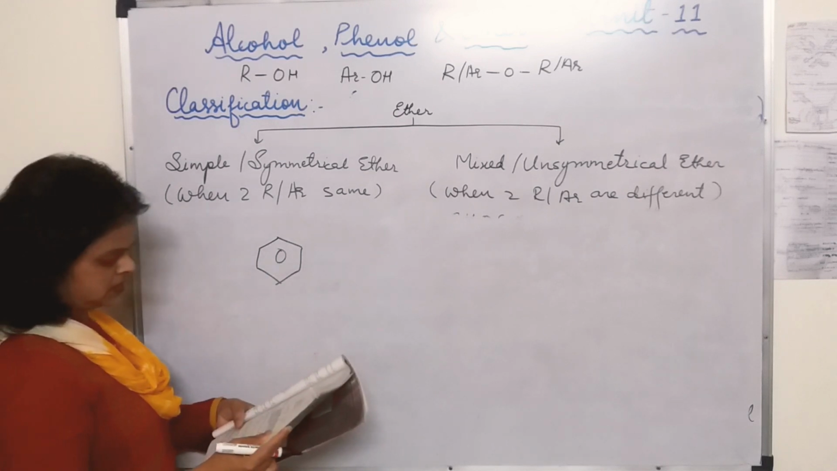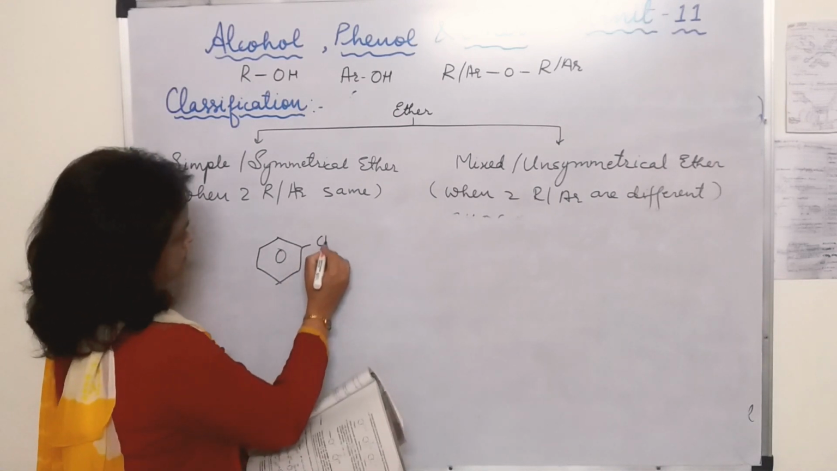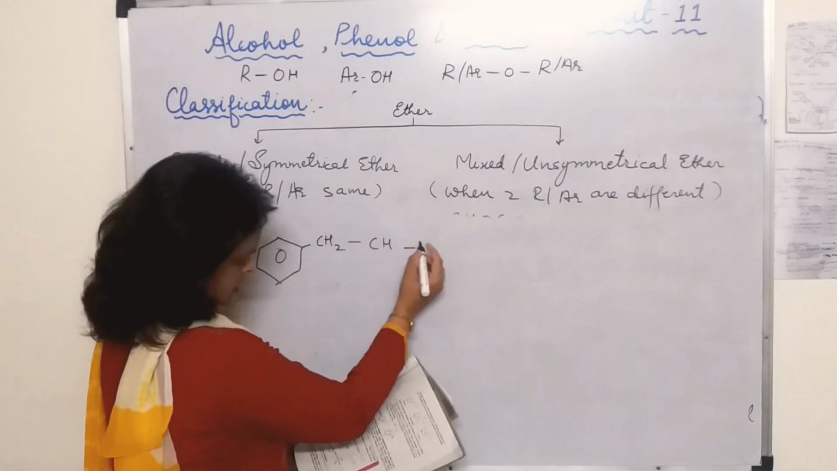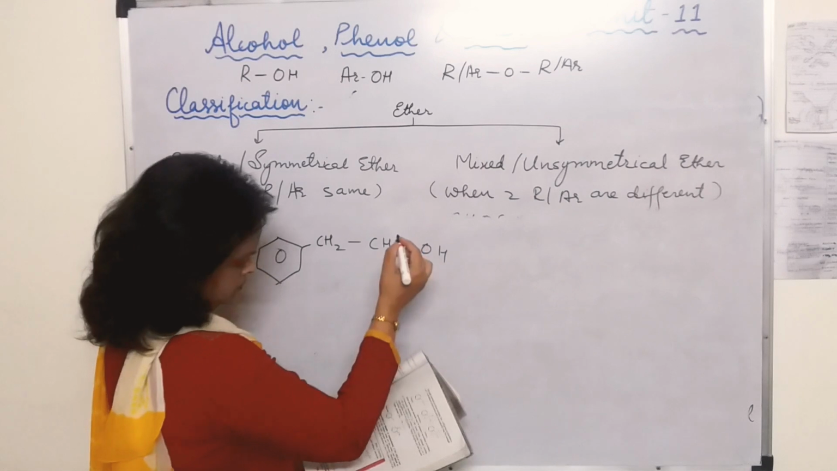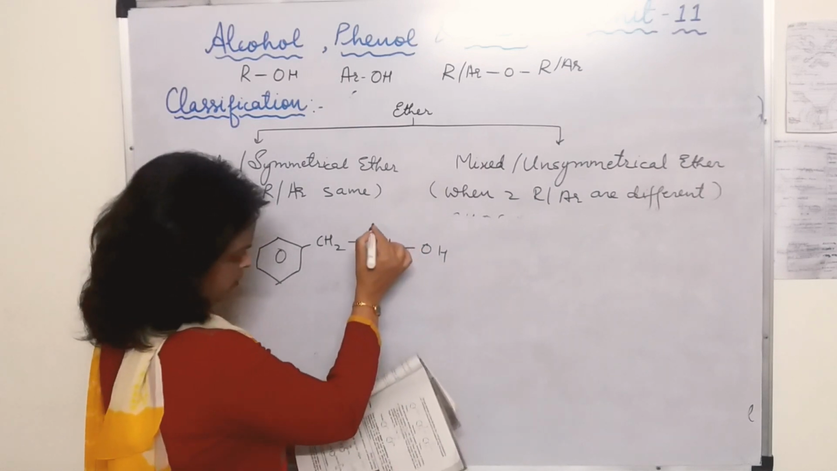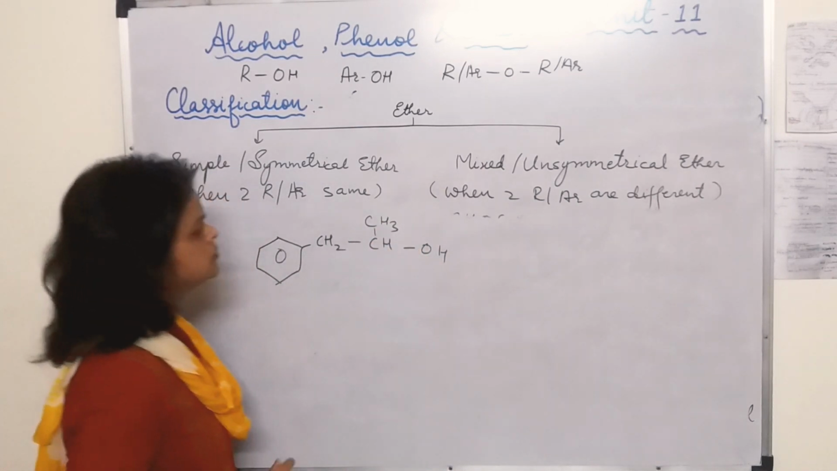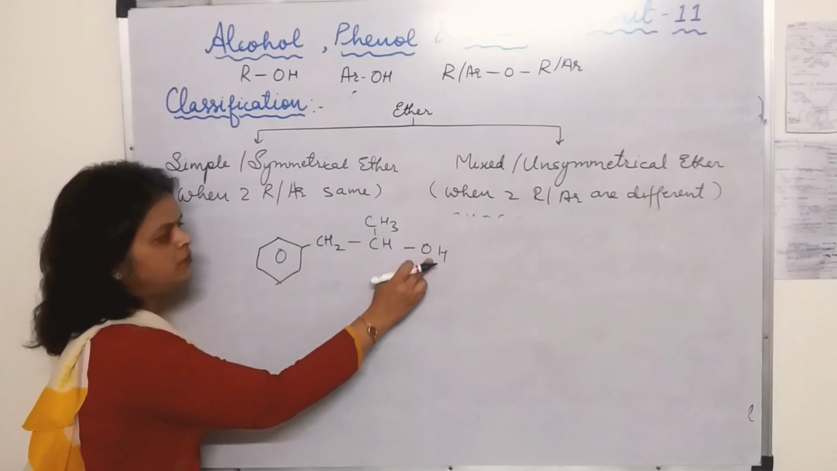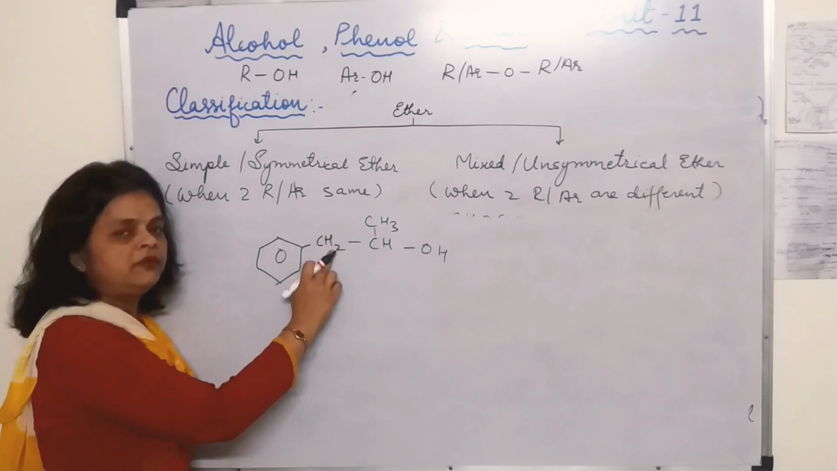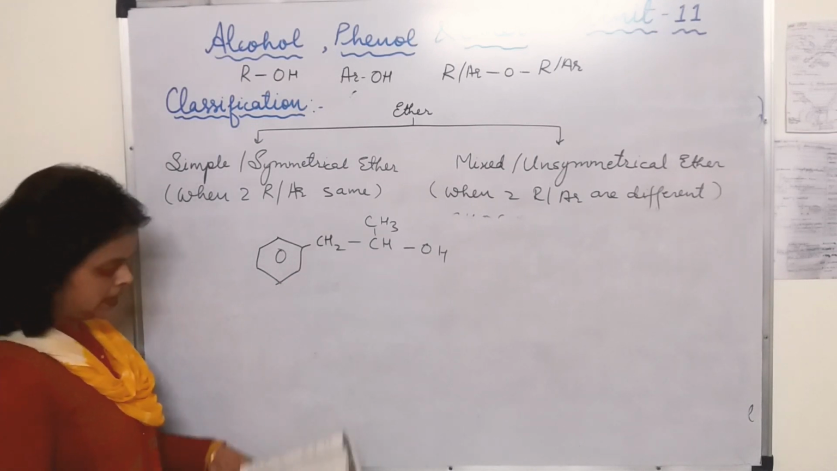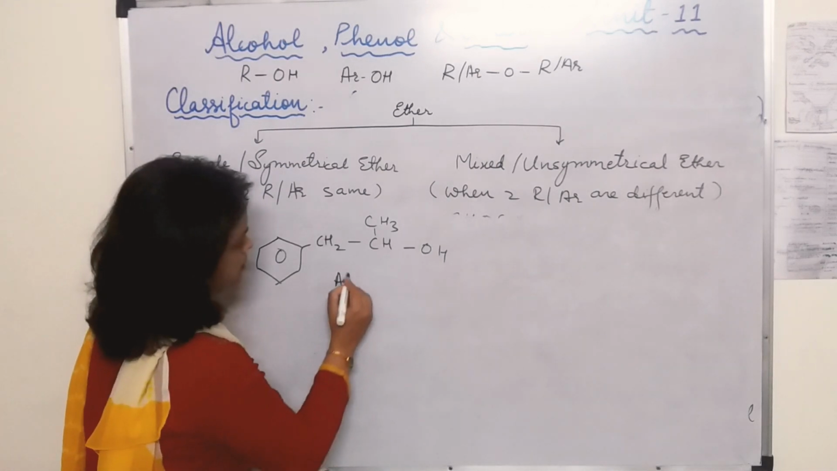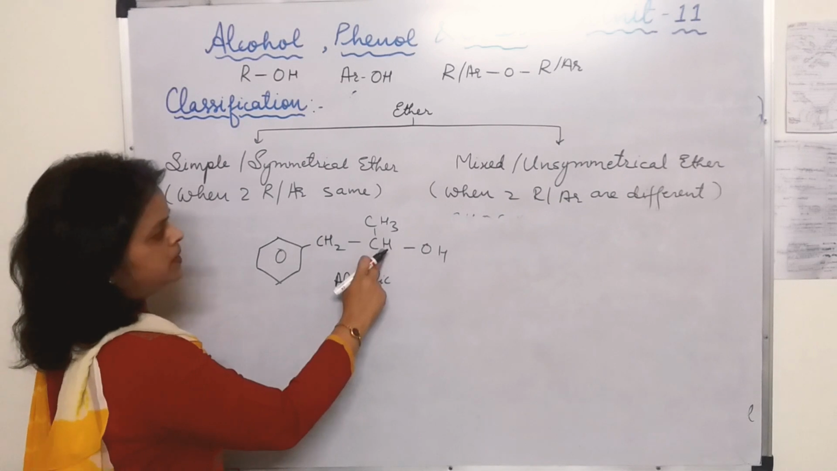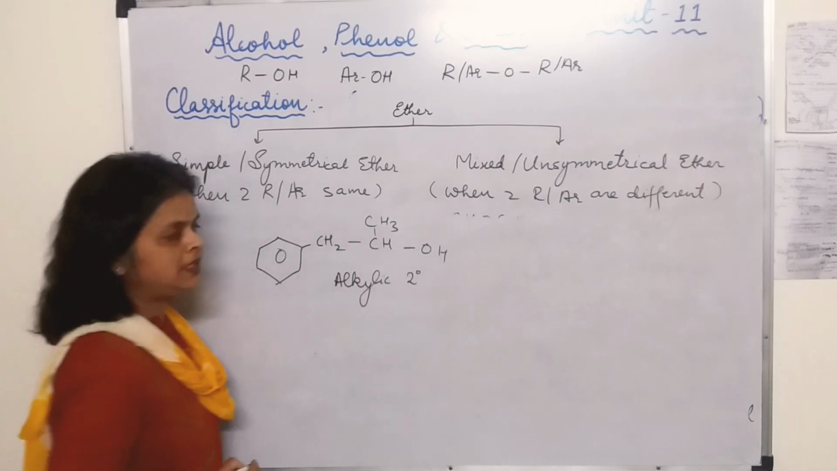We have this one CH2, then we have CH, and then we have OH, and here we have CH3. What type of alcohol is it? It is not benzylic. If it would have been attached here to this carbon, then we could use the word benzylic, but here it is alkylic. And which degree? Because this carbon is 2 degree, so it is an alkylic 2 degree alcohol.